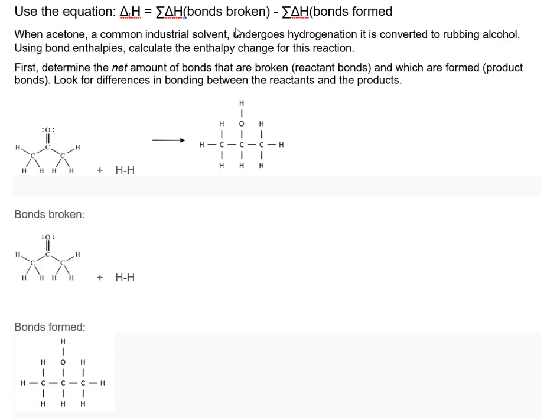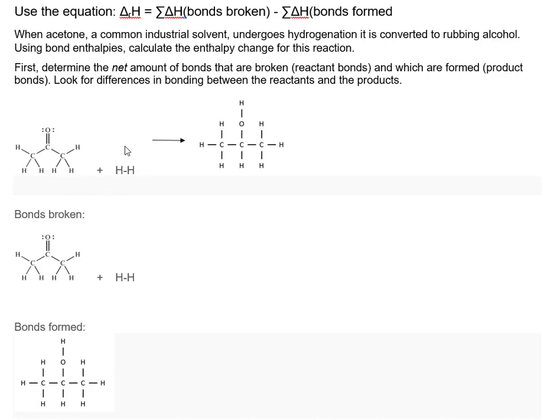And why are we doing that? Because look at what's going on here in this equation. You're subtracting the bond energies that are formed from the bond energies that are broken. So if there's common bonds between the reactants and the products, those values of bond energies will subtract out. So we're going to look for differences in the bonding between the reactants and the products.